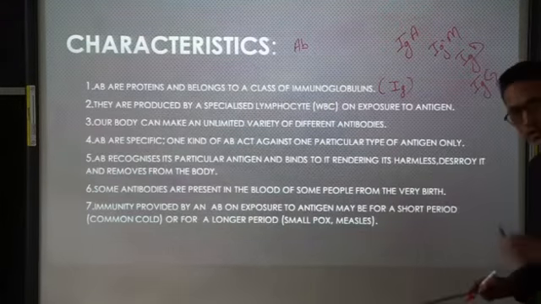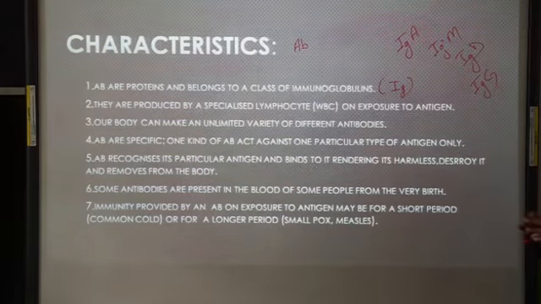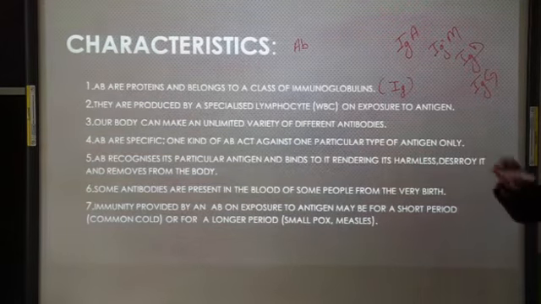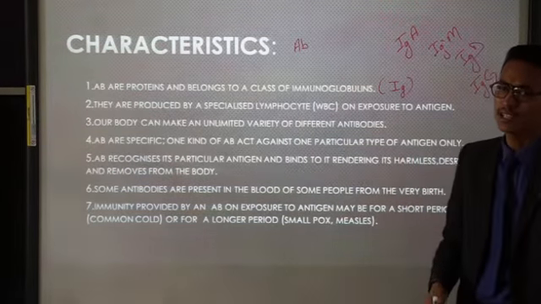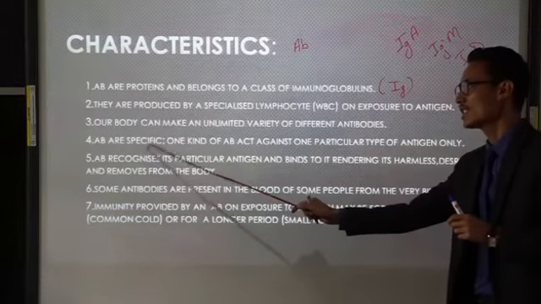Clear? Next one. Antibodies are specific. What does specific mean? They are particular for only a particular type of antigen. Clear? So an antibody will not work against all types of antigen, but it will work against only a particular type of antigen. Only one kind of antibody acts against one particular type of antigen. So for one antigen, we will find one particular antibody. One antibody will not be functional for all the different kinds of antigen. That's why antibodies are specific.